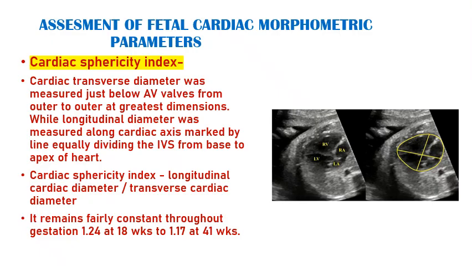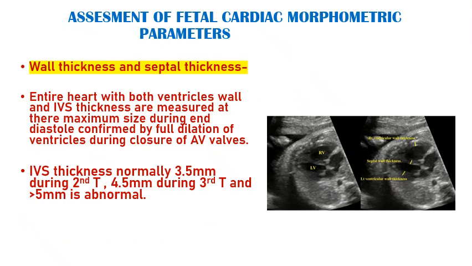Likewise, the cardiac sphericity index is a measure of transverse diameter and longitudinal diameter. Cardiac transverse diameter is measured just below the AV valves from outer to outer at greatest dimensions, while longitudinal diameter is measured along the cardiac axis marked by a line equally dividing the IVS from base to apex. Cardiac sphericity index is the longitudinal upon transverse cardiac diameter. It remains fairly constant throughout gestation, that is, 1.24 at 18 weeks to 1.17 at 41 weeks.